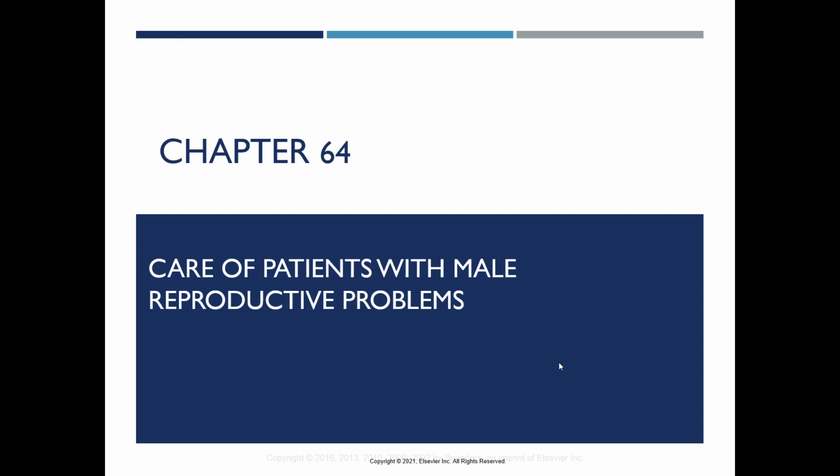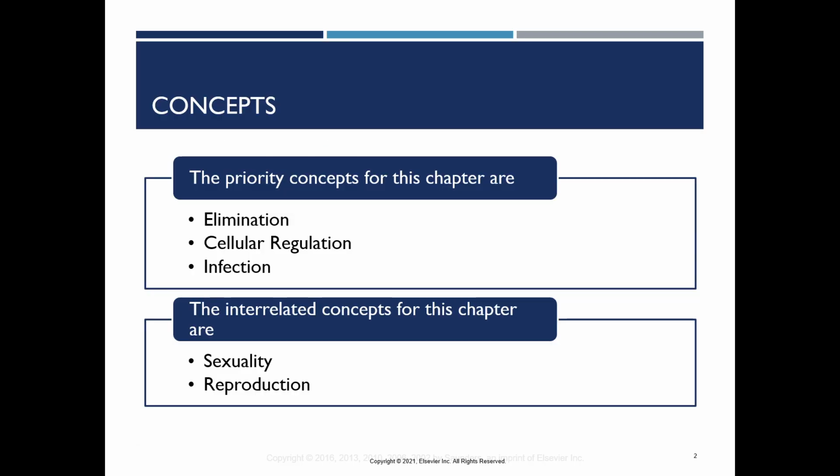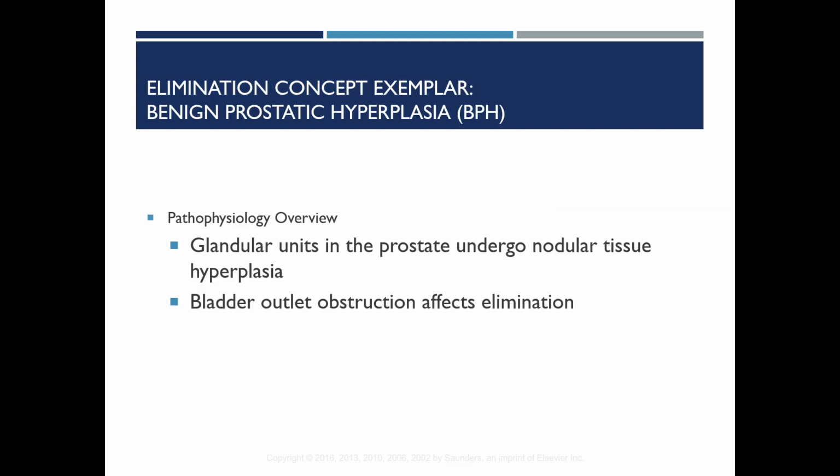All right, we're now going to talk about Chapter 64, care of patients with male reproductive problems, particularly the prostate gland with cancer and also benign prostatic hyperplasia. The concepts in this chapter are going to be elimination, cellular regulation, infection, and interrelated is going to be sexuality and reproduction.